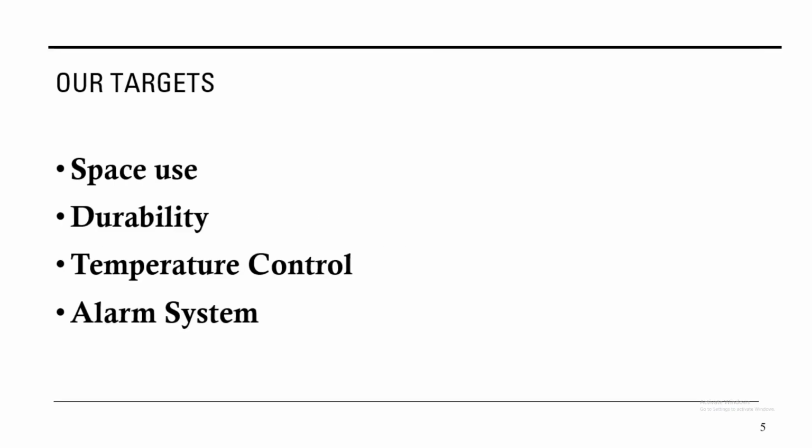Our targets: space use. We wanted to create a design that could use all of its space efficiently to grow cucumbers, our selected plant. Durability. We wanted to create a greenhouse that was sturdy and could withstand strong winds and weather with a strong frame. Temperature control. We wanted to make a design that could easily control temperature with ventilation and natural heating.